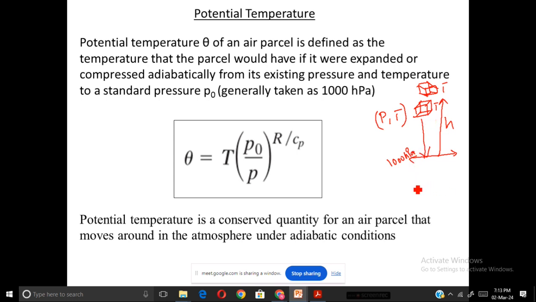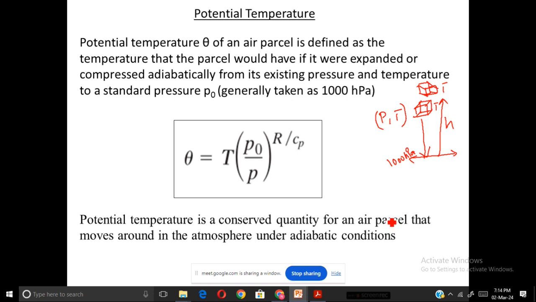Generally, the basic assumption we make for an air parcel is that atmospheric motions are adiabatic. So for all atmospheric motions, the potential temperature will be a conserved quantity. Conserved in the sense that potential temperature will not change. When the parcel is undergoing an uplift or a subsidence, the potential temperature of the parcel will remain constant, because the motions are considered to be adiabatic. So that's about potential temperature.